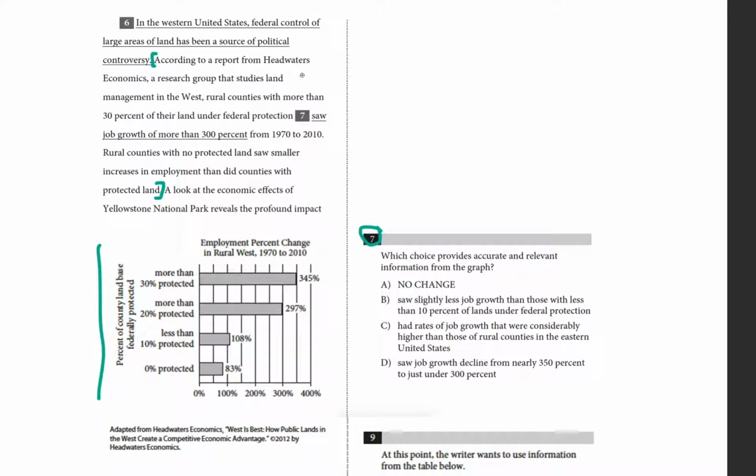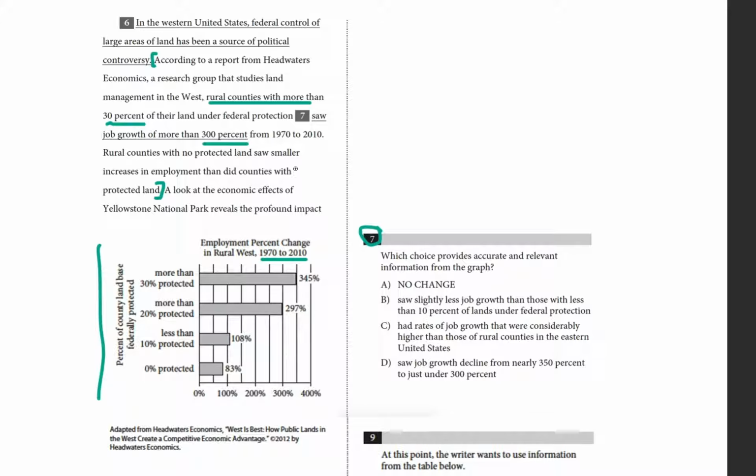So what we want to do here is evaluate whether or not that statement is true per the graph, and if it's not, which of the other choices is correct. We're looking at the graph, we see that the graph goes from 1970 to 2010. It's tracking percent employment change in the rural West. So really all we need to do here is evaluate a claim against the graph, and just read the graph correctly. So we're looking at specifically rural counties with more than 30% of their land, and whether or not it's true that they had job growth of more than 300%.